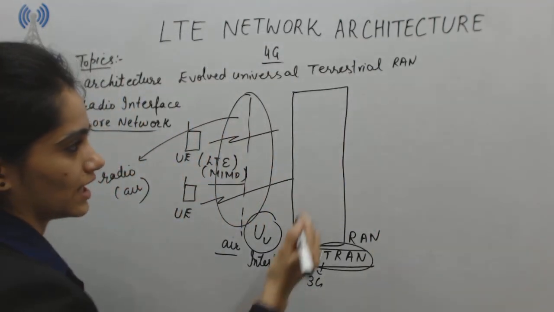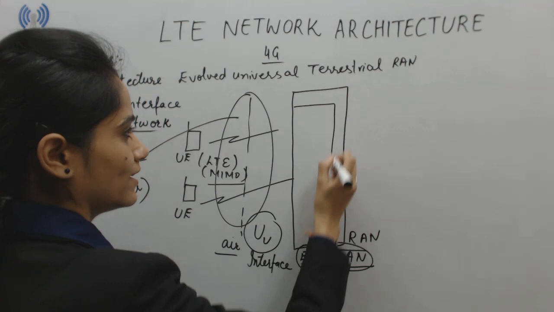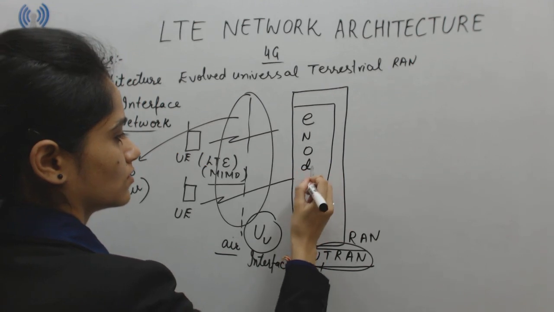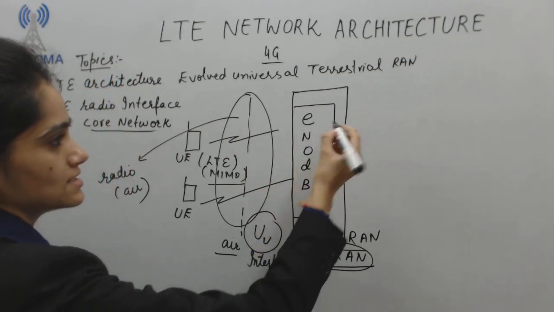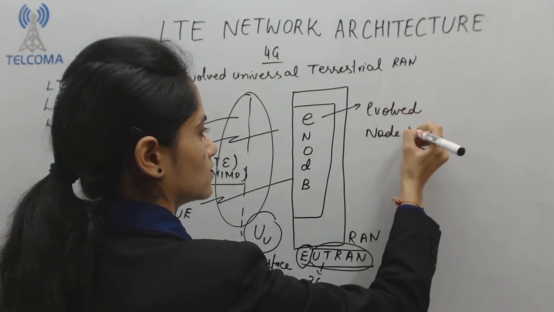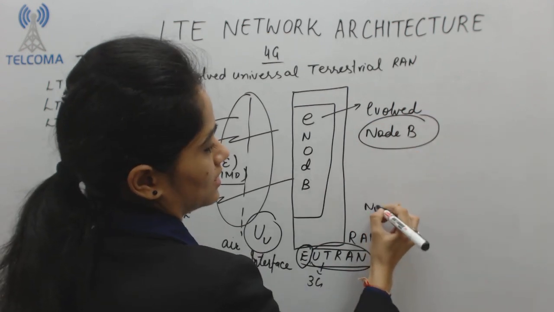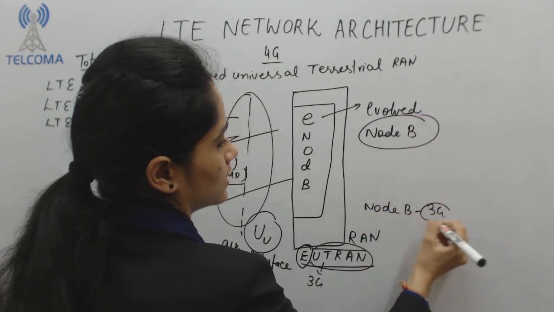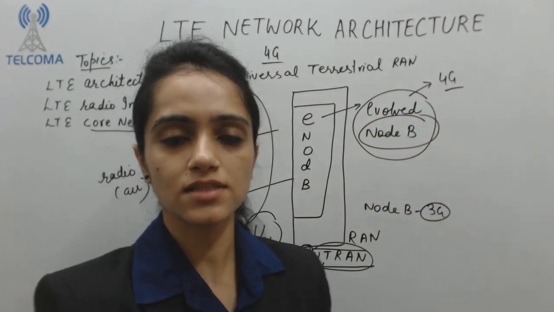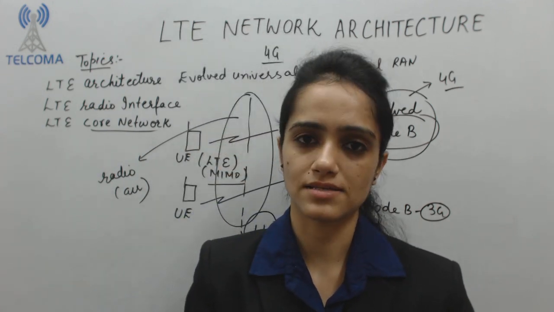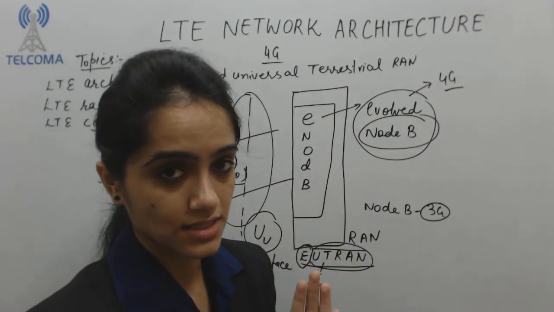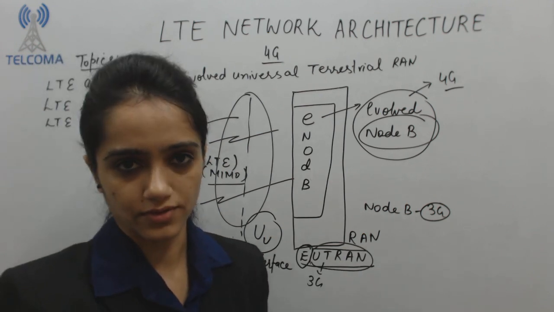Now in the evolved E-UTRAN part, we have only one controller, and that is the E-Node B. So E-Node B is evolved Node B, because Node B is the name for 3G. Here we have evolved Node B because this is new as compared to 3G services. So evolved Node B is the 4G BTS. This is the radio access network with only one separate controller, that means E-Node B. Now this should be attached to a core network.